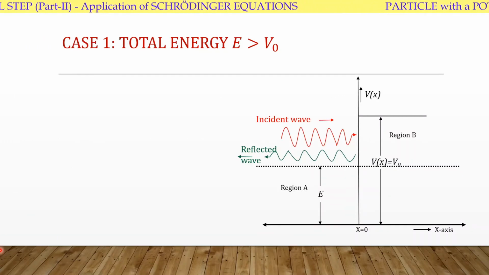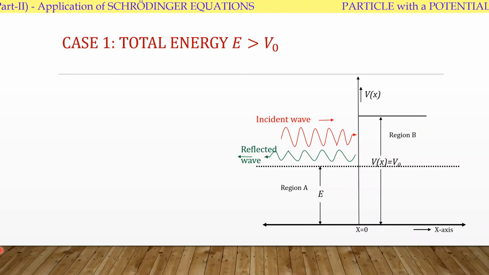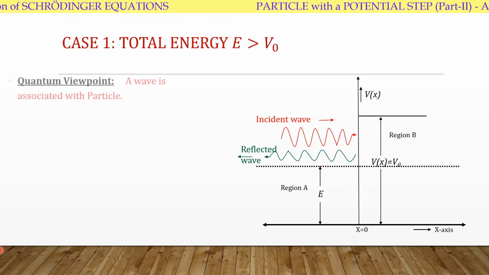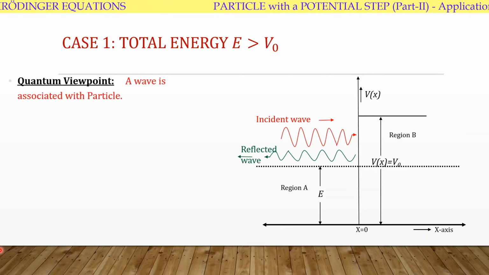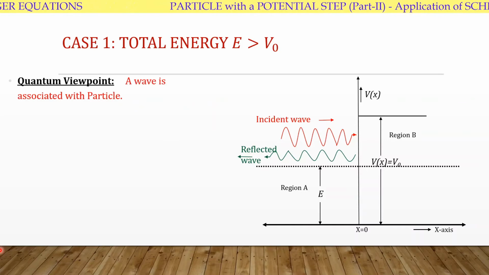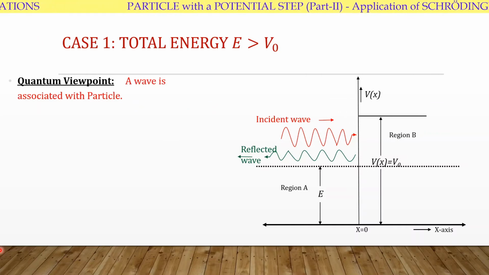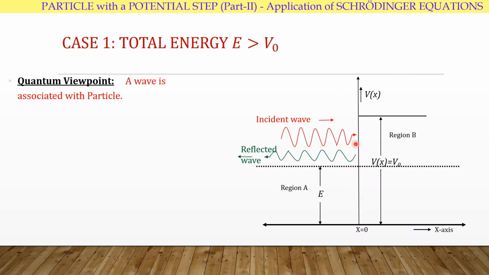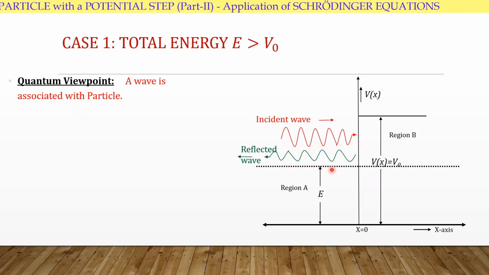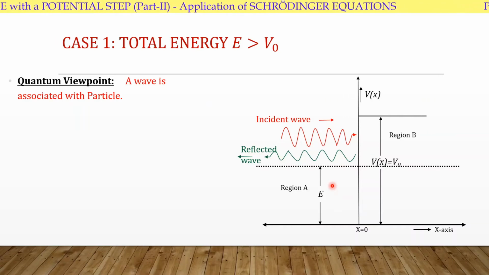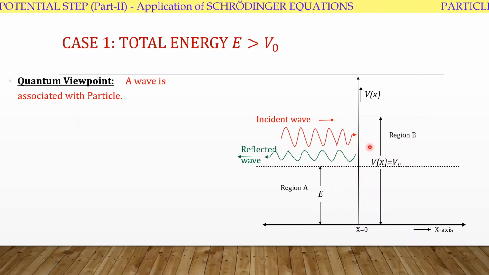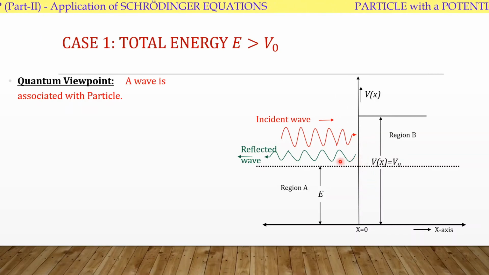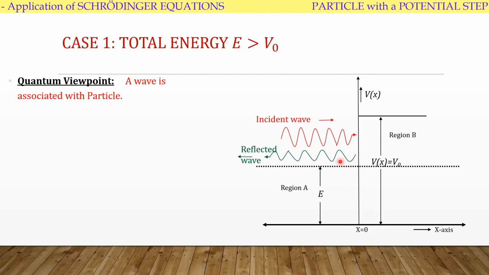So now let us see what quantum mechanics says for this situation. Quantum mechanics says that according to the de Broglie hypothesis, every particle is associated with a wave nature. And when this wave hits the potential wall, since the energy of the particle in region A is very much less than the height of the potential step, it will simply be reflected back into region A.